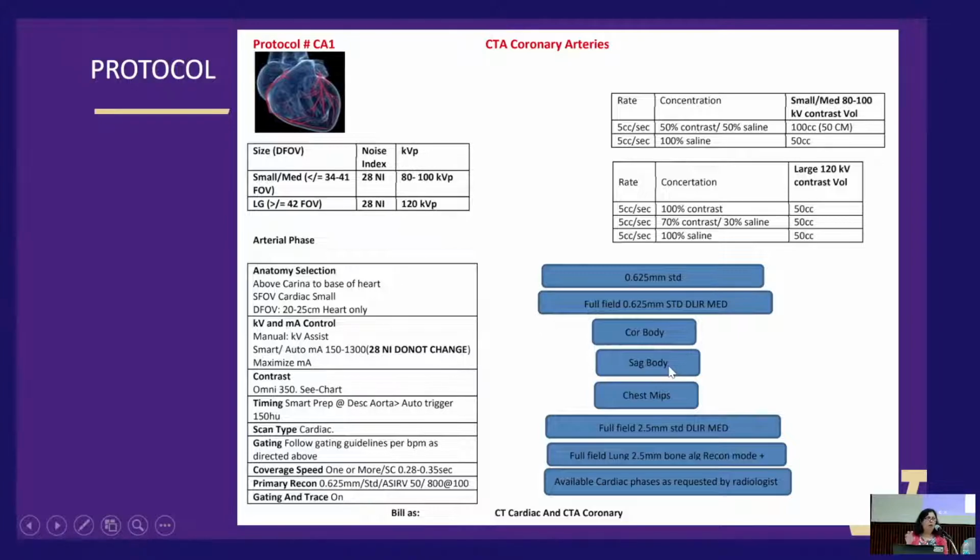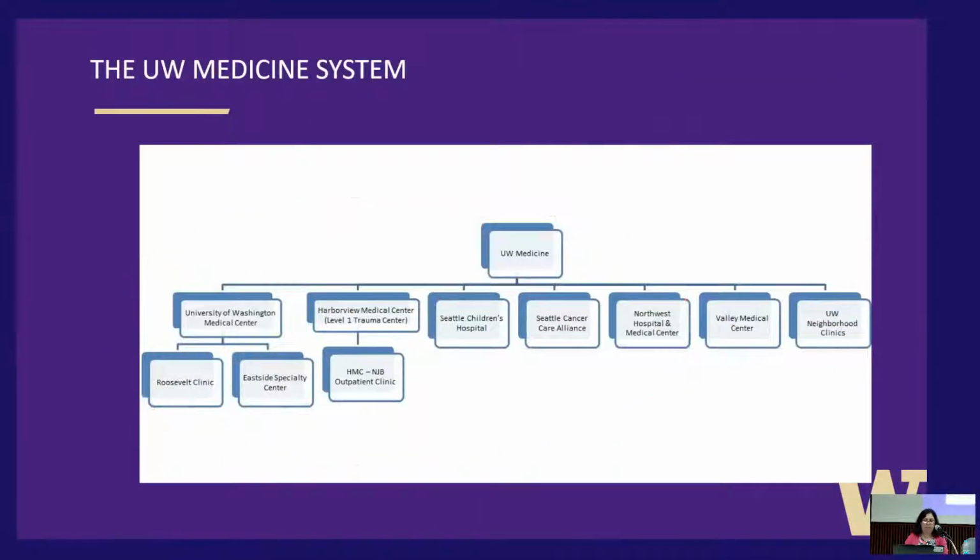At our protocol review meetings, we have radiologists, I already mentioned physicists. For technologists, I have a technologist from every site that I cover. So I'll have a technologist from here, University of Washington Medical Center. I have a technologist from Roosevelt, East Side. Harborview is one they represent. We treat children's hospitals separately. We do those protocol reviews separately. So no one from there, but we'll have Northwest Hospital, we'll have Seattle Cancer.